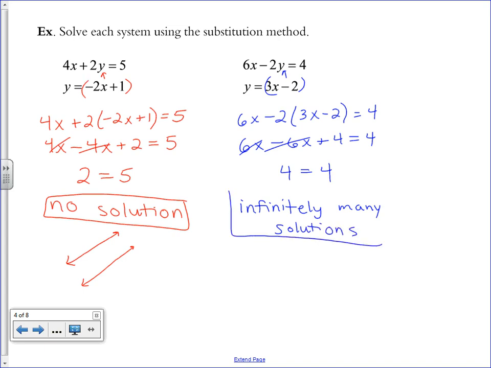Infinitely many solutions. The answer is not all real numbers this time. When we solve a linear equation for x and we get a true statement, if you're just solving for one variable, you would write all real numbers as your solution.